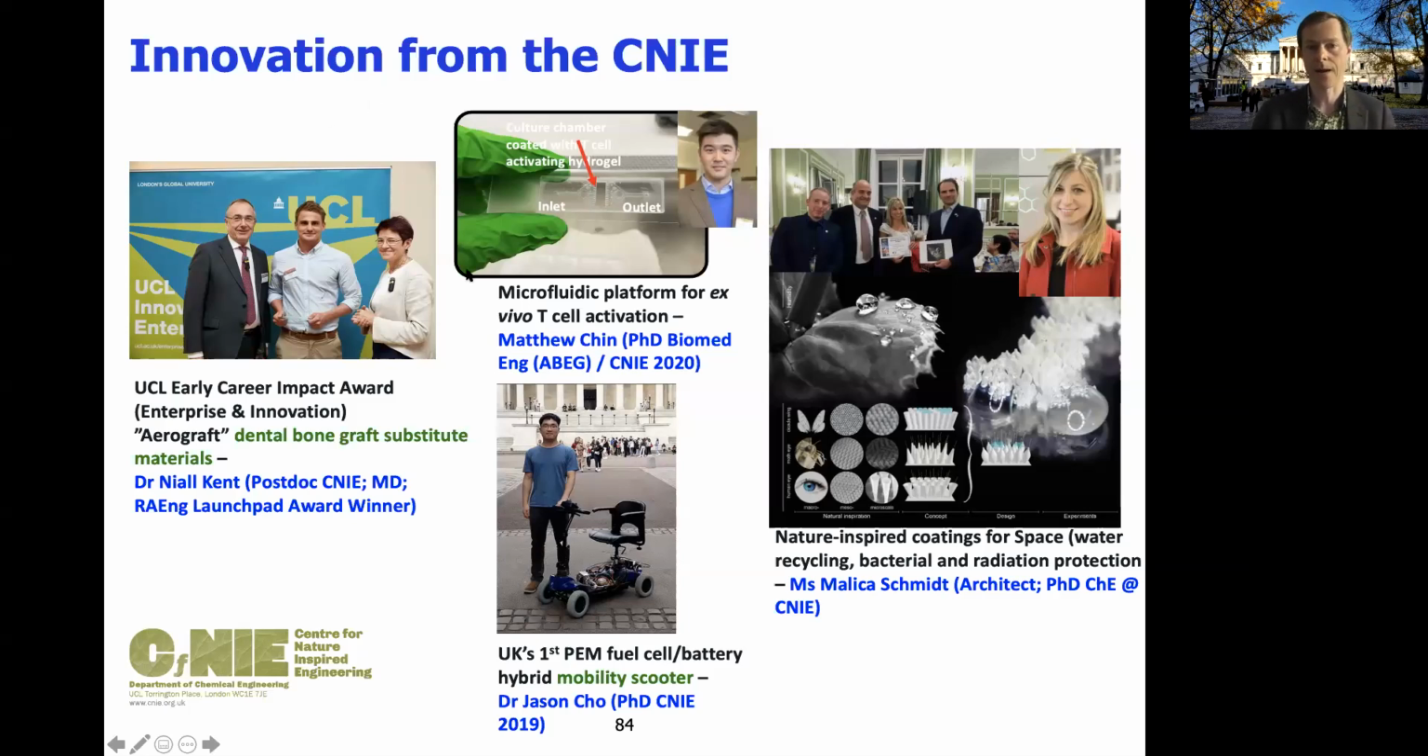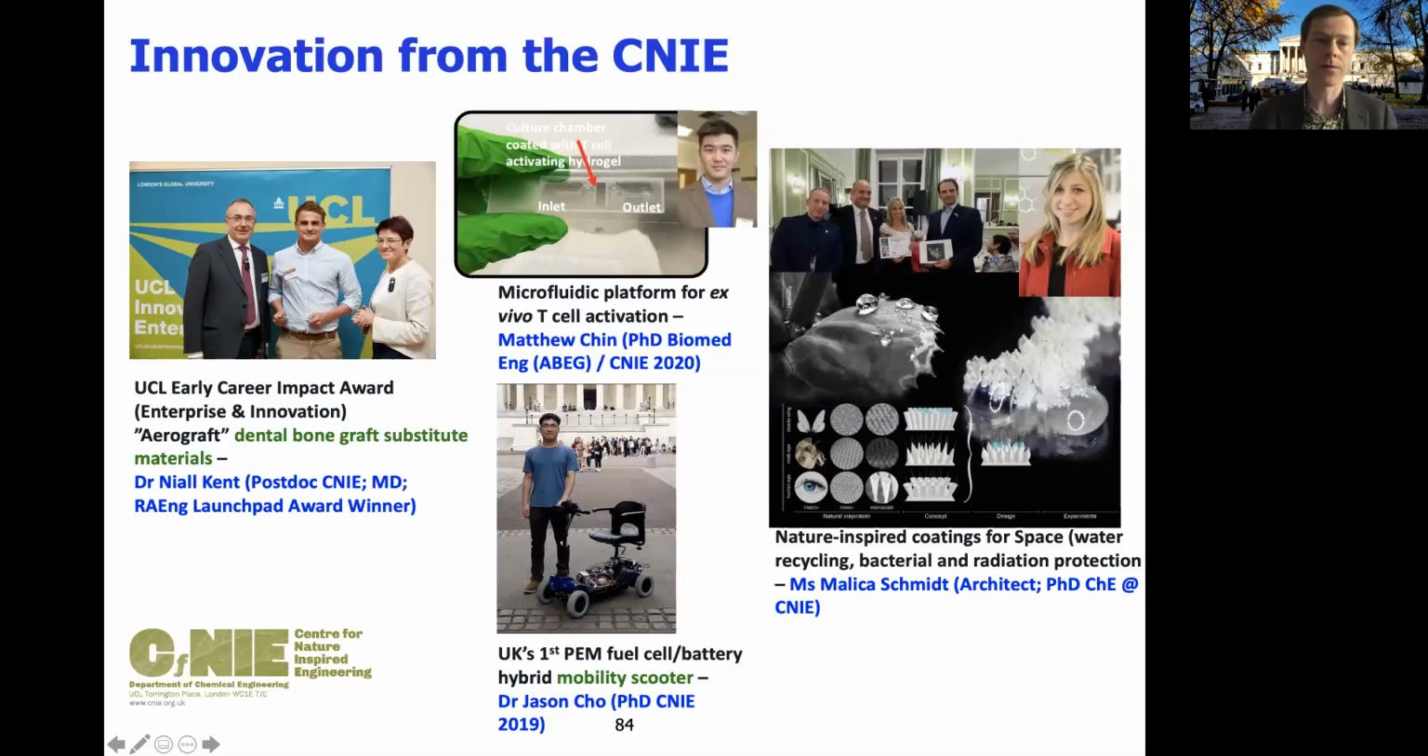We have other examples here. I showed you the example of Jason with the disability vehicle and the work we're now doing with the European Space Agency. In fact, there are some parabolic flights where we hope to take our materials up for coating and to test them. So that's an example of clear innovation.